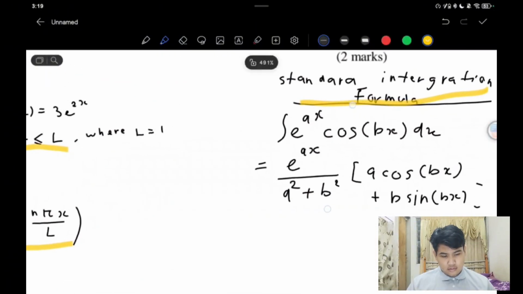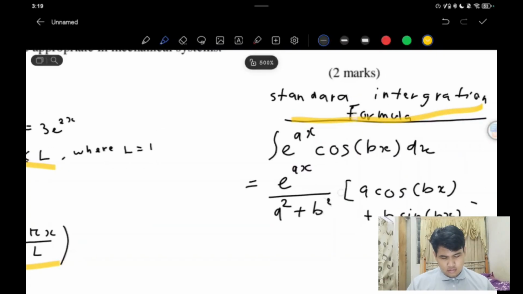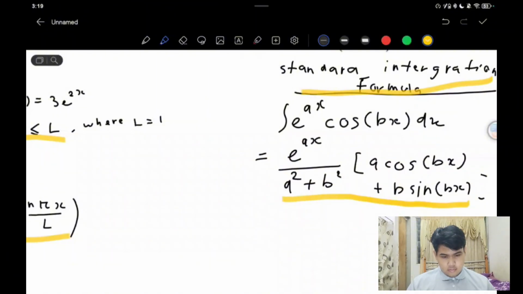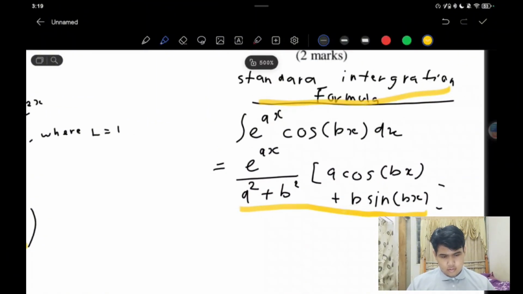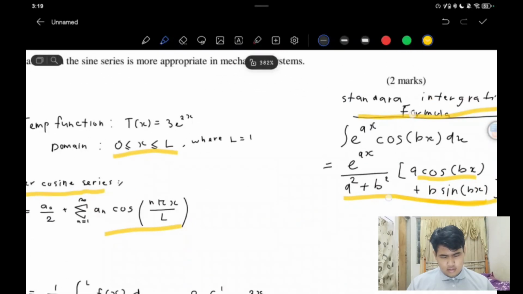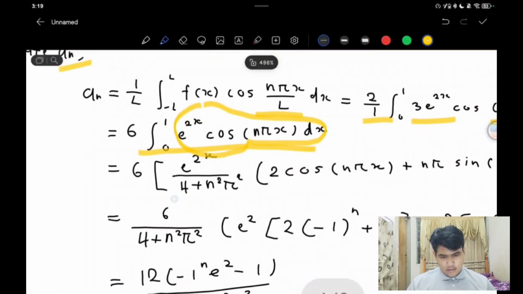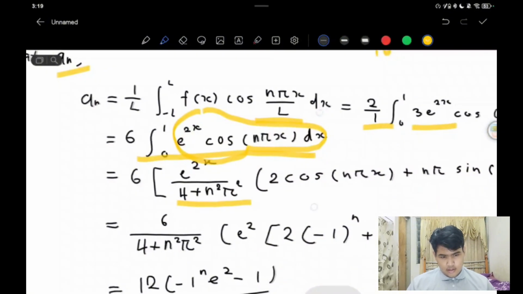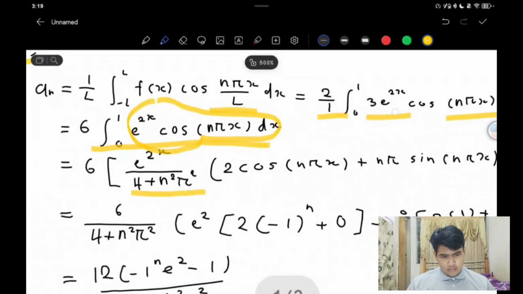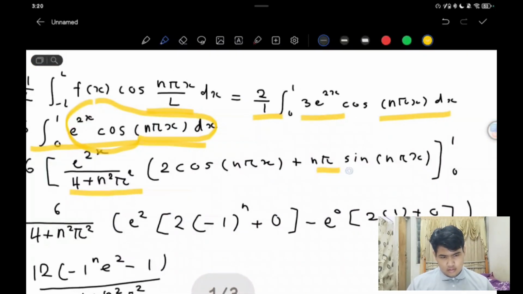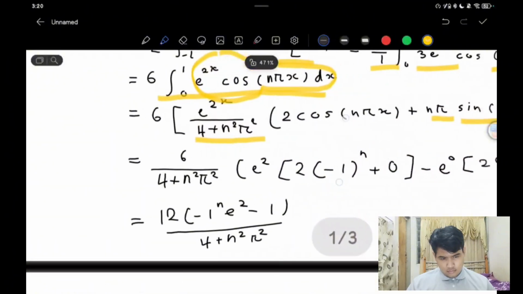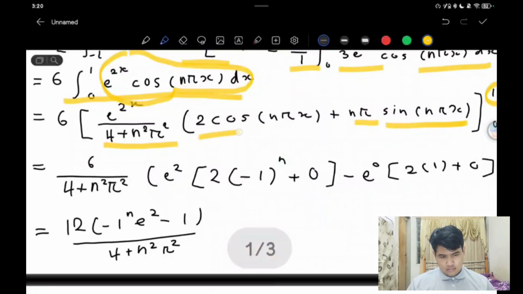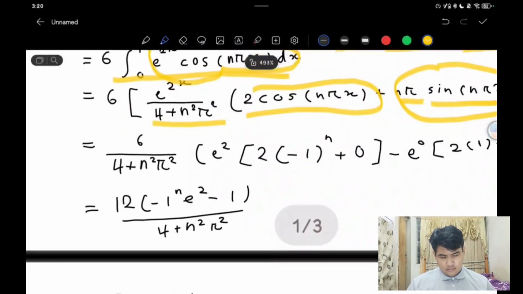That is, integration of e to the power of ax cos bx dx is equal to e to the power of ax divided by (a squared plus b squared) times (a cos bx plus b sin bx). So from this formula, we will integrate it and we get e to the power of 2x divided by (4 plus n squared pi squared) and multiply by (2 cos n pi x plus n pi sin n pi x).